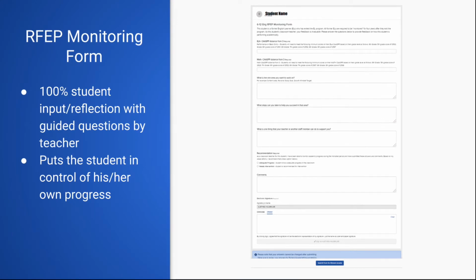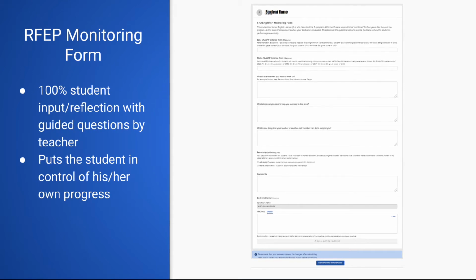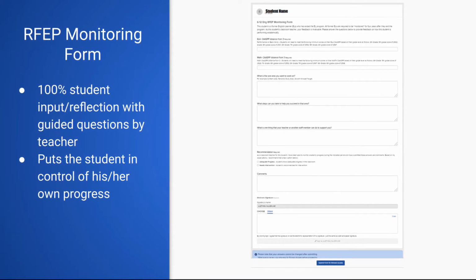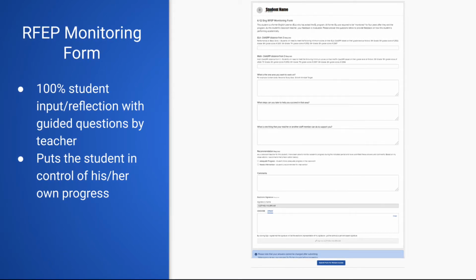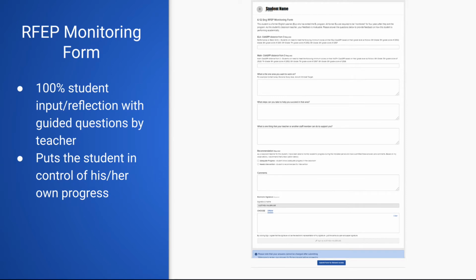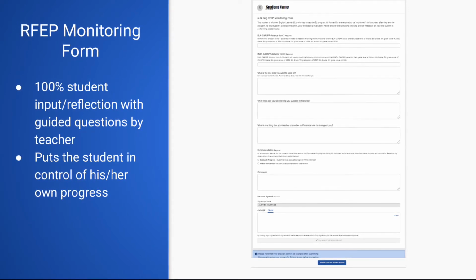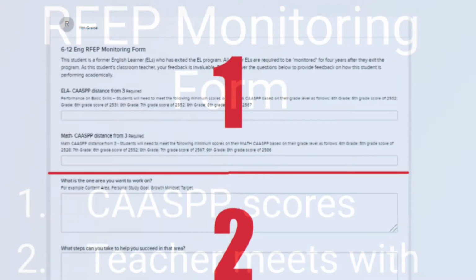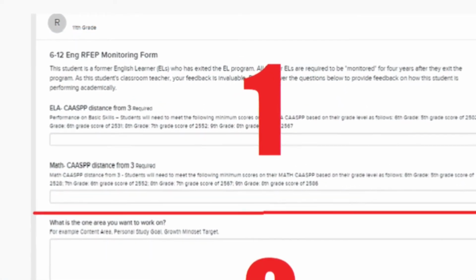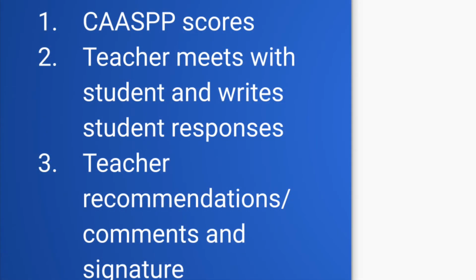The RFEP monitoring form is different than the EL because the teacher does not contact the parent or choose strategies. It is the student who is asked to answer 3 questions, and this type of form really puts the student in control of his or her learning. So I've broken down the RFEP monitoring into 3 areas. The first area is the teacher has to put in the student's former CAASPP scores. I'll show you how to find those next.